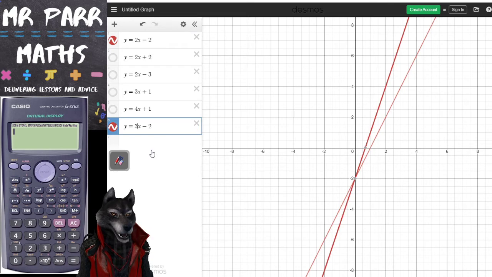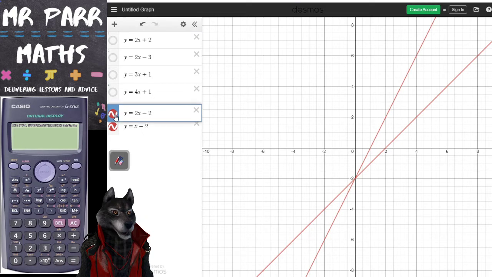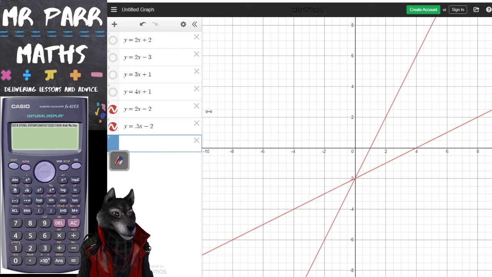Okay, let's try another one. What about if I made it a half or 0.5? What would that do to it? Well, being a half is less than 2. Being that a half is less than 2, it should make it more shallow. And it will. So it's even shallower still.